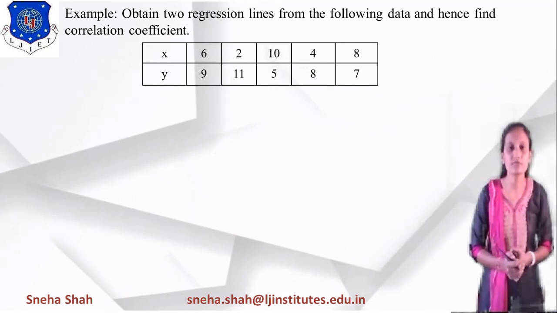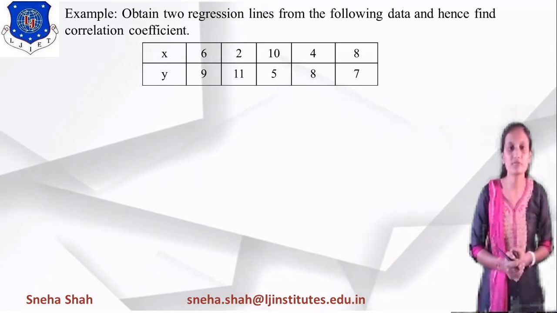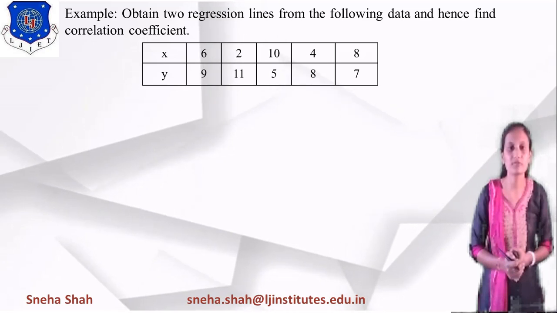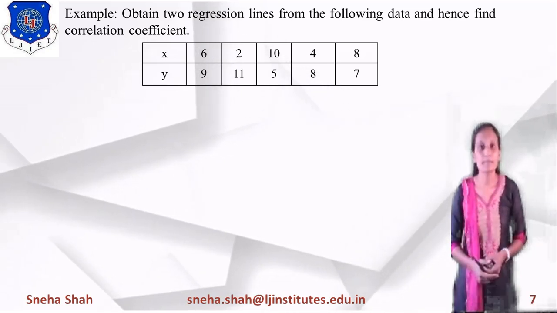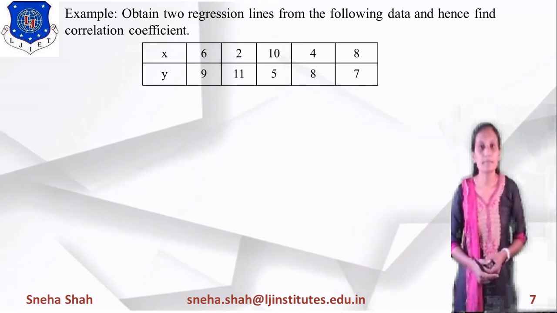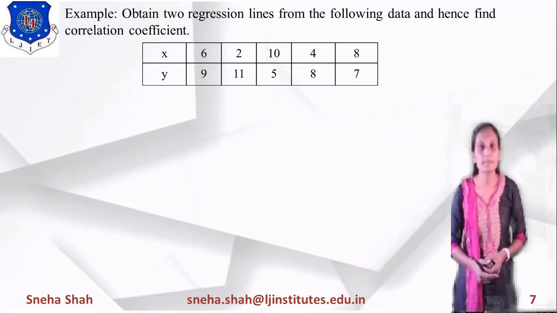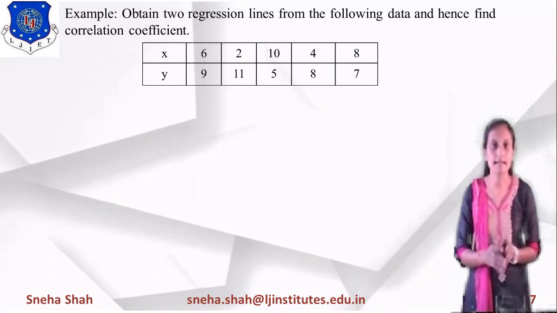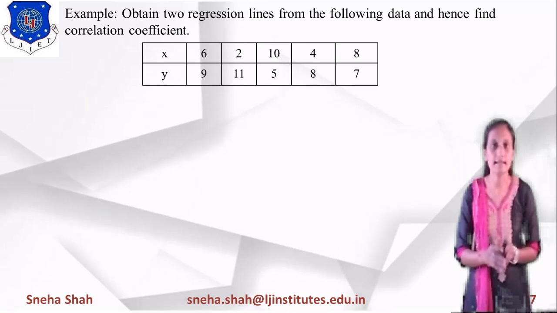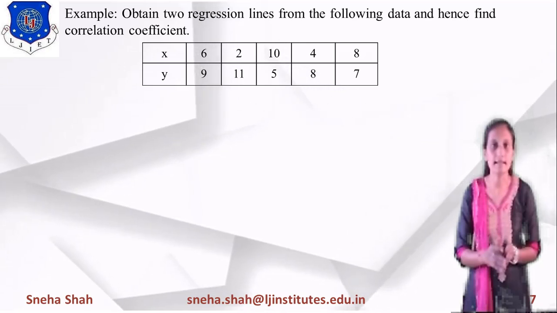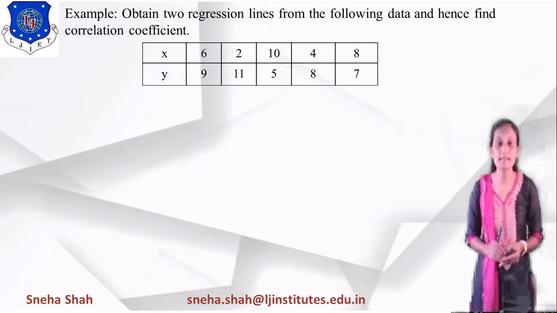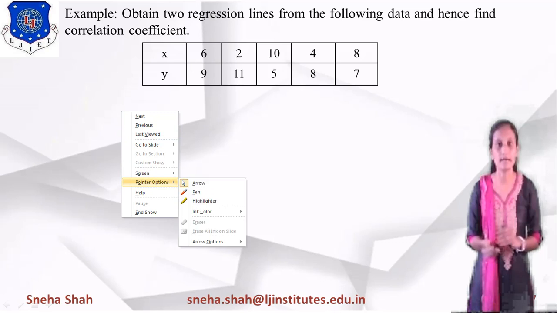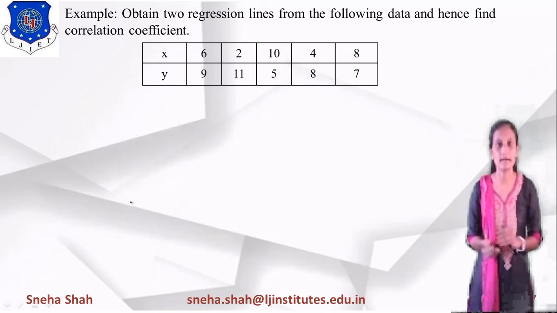Now the next example is: obtain two regression lines from the following data and hence find the correlation coefficient. It means we have to find two regression lines, the regression line of y on x and x on y, and then find the value of the correlation coefficient. For that you are given the data in table form. x and y are given to you. The value of x equals 6, 2, 10, 4, 8, and the value of y equals 9, 11, 5, 8, and 7.